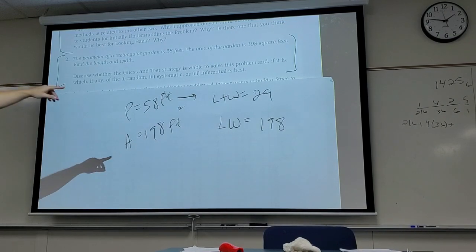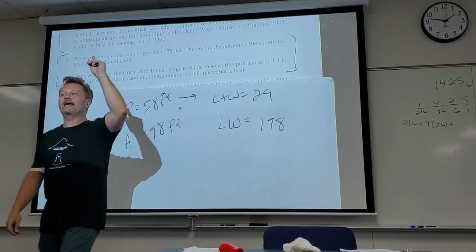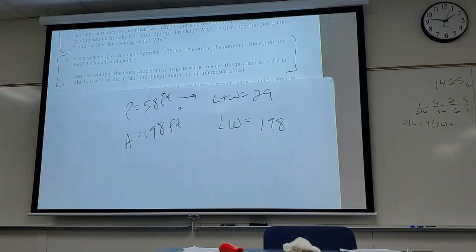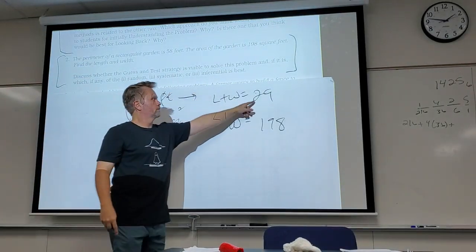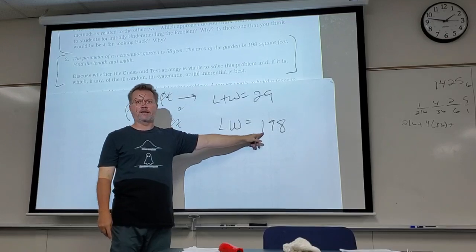So now you just have to figure out two numbers that add to be 29 and multiply to 198, and I don't care which one they do first. A lot of times algebra teachers will teach find the factors first, but there's no reason. I could try 14 and 15. Why? Because they add to be 29, right? But 14 times 15 is not 198.